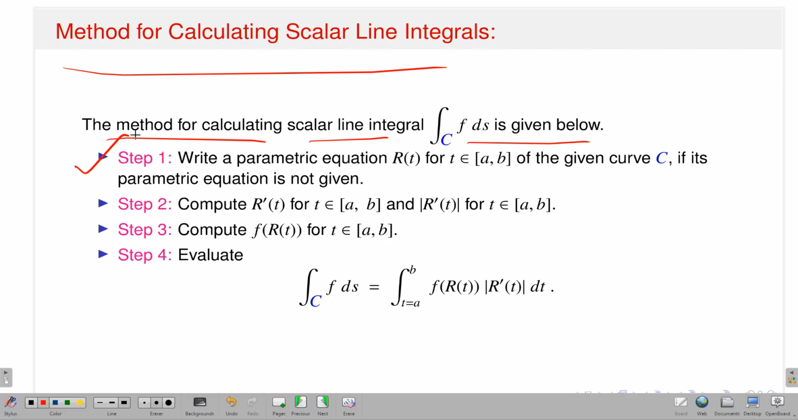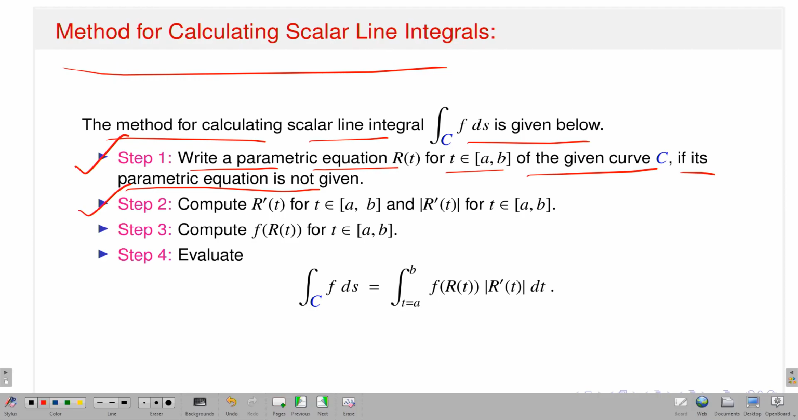The curve is given, that means you have to find the parameterization. Step 1: write the parametric equation R(t), where t runs over some closed interval [a, b], of the given curve C. Therefore if I say calculate this scalar line integral, that means I will give you some curve. So first you will get the parameterization of the curve. If its parametric equation is not given, and I am just saying this is the curve, then first you have to get the parameterization. That is step 1.